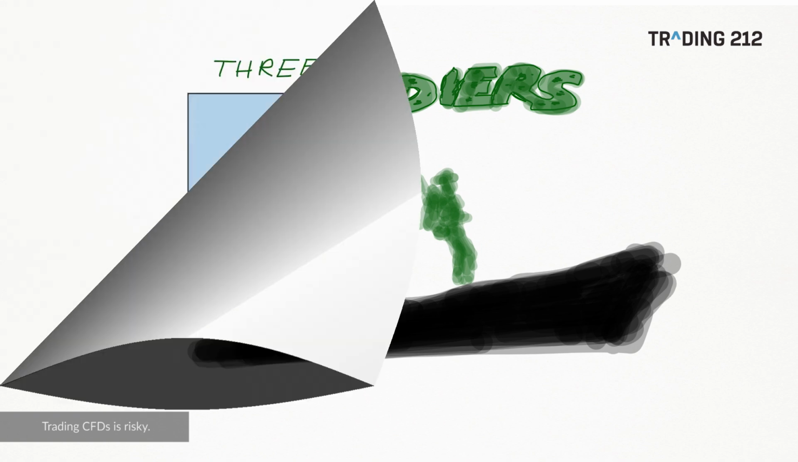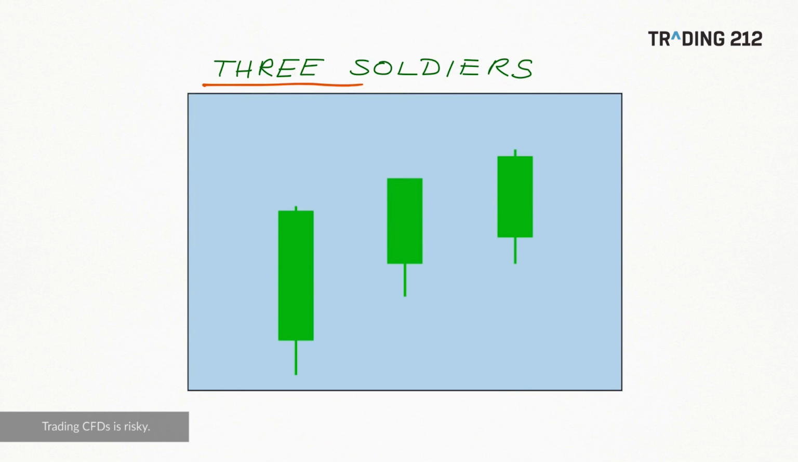continuation pattern. So 3 soldiers, also known as 3 advancing soldiers, or even 3 advancing white soldiers, a name that would be derived from black and white candlestick charts, is a group of 3 green candles in a row that show increasingly higher prices. And it's considered a bullish sign, especially if you see it occurring after a period of sideways ranging. So the pattern is like this.